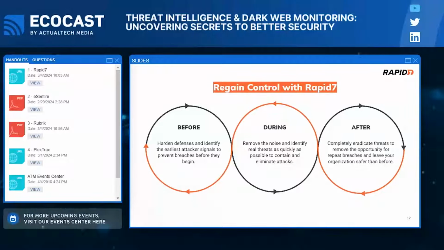So before, which is probably the focus for this conversation today around threat intelligence and digital risk protection, we want to help you prepare and anticipate threats, giving you the best visibility and the best possible hygiene with things like our vulnerability management and security posture management. But importantly, and topically for today, identifying those imminent threats, the very earliest signals of an attacker choreographing a targeted attack against your organization. So that's a big focus for us. But again, we're also with you during an event and after as well.